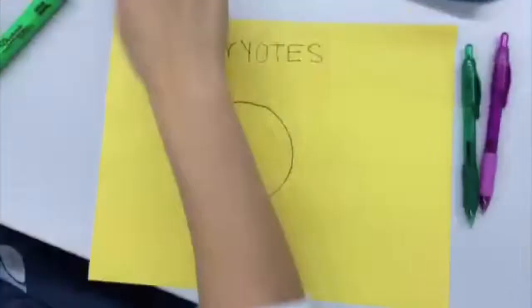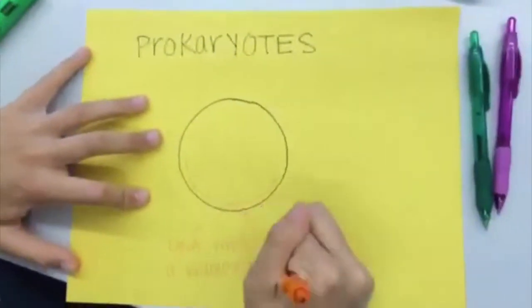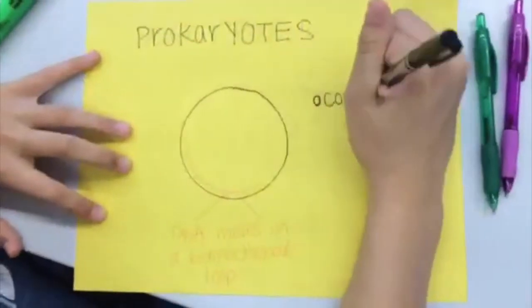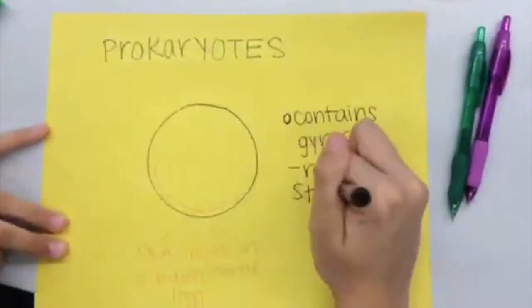Prokaryotes contain DNA gyrase, which relieves the strain while the DNA is being unwound. It is also called topoisomerase. Replication is bidirectional and goes around in a loop.